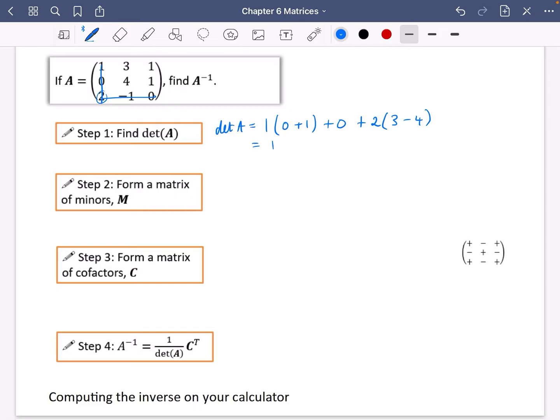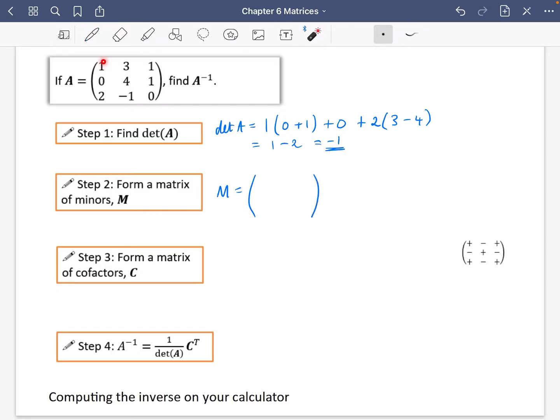So that's 1 times 1 plus 0 plus 2 times 3 minus 4. Well, 3 minus 4 is minus 1, so it becomes minus 2. And so it becomes a very nice answer of just minus 1. Now I'm going to do the matrix of minors. So here is my matrix of minors. I'm just going to do it to the original one.